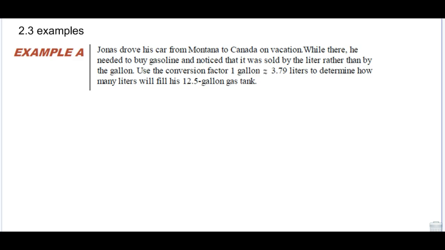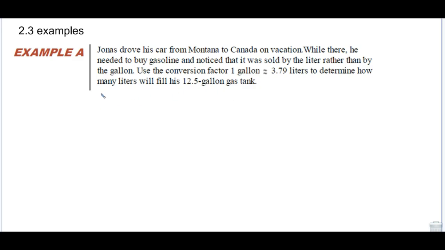Everyone, here are the 2.3 examples. We're going to start right away with example A. Jonas drove his car from Montana to Canada while on vacation. While there, he needed to buy gasoline and noticed that it was sold by the liter rather than by the gallon. Use a conversion factor, 1 gallon is about equal to 3.79 liters, to determine how many liters will fill his 12.5 gallon gas tank.